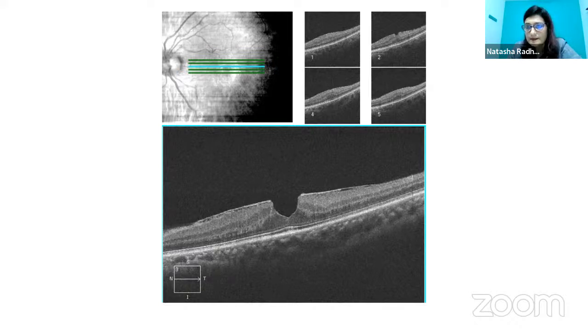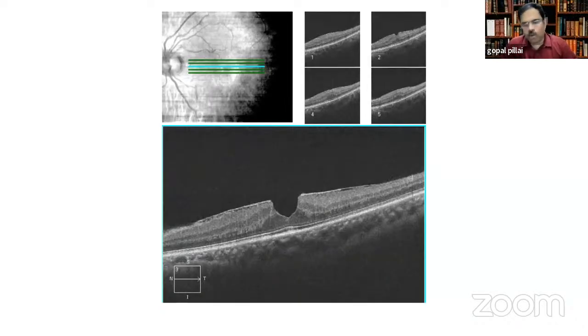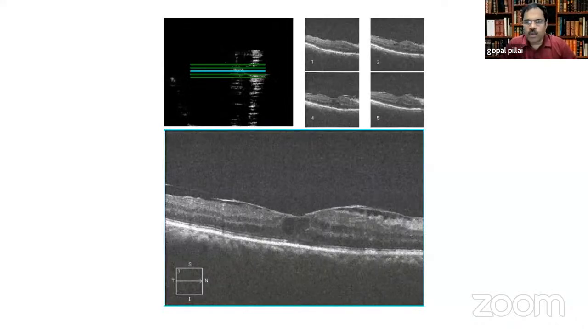Shall we move on? Sure. So you were telling about the classification. No, you can go to the next case. You are talking about the classification. Can you tell me more about the classification of epiretinal membranes or vitreomacular adhesions, Netra?